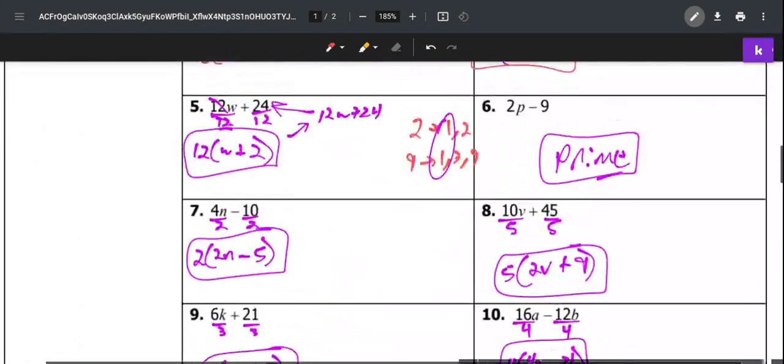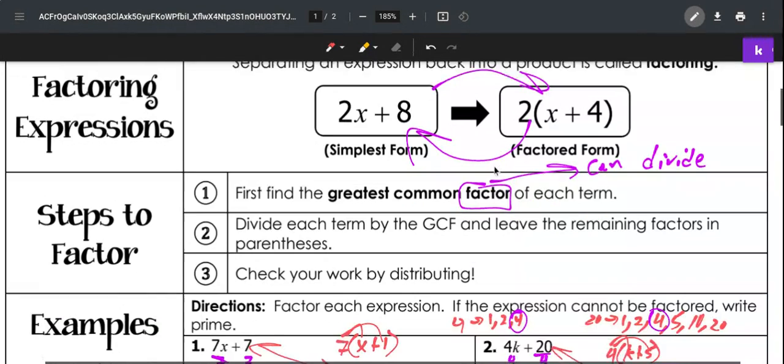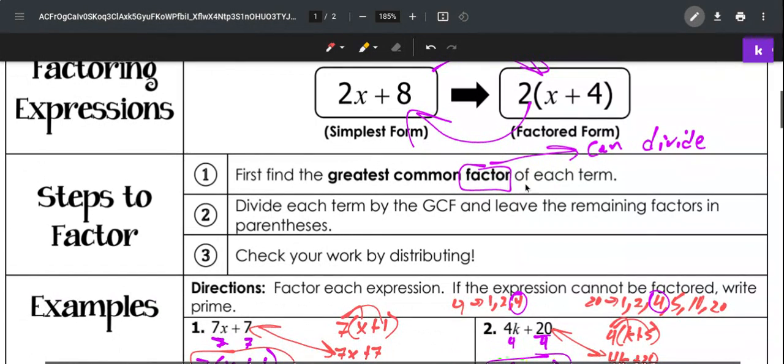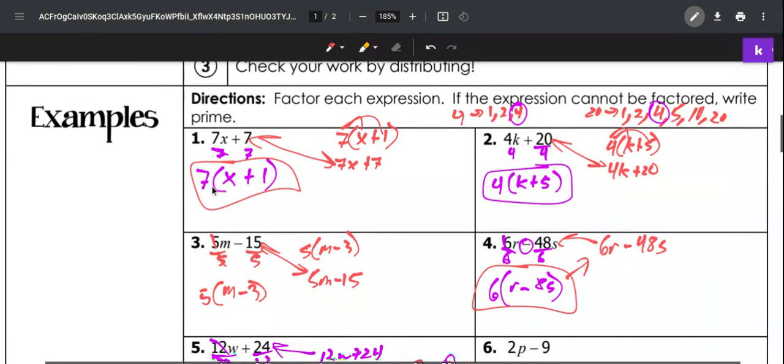All right. And then once again, factoring is kind of the reverse of distributing. We're basically going to look for a GCF, factor that out by dividing. It's going to go outside of a parentheses, kind of like this. And then whatever's left over after we divide stays on the inside of the parentheses.